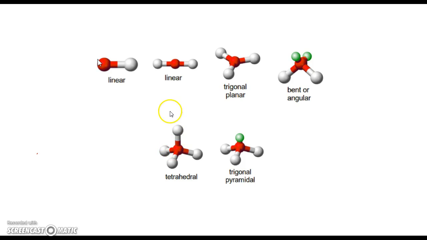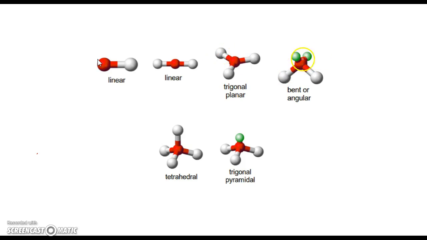We have linear shapes. In linear shapes, you notice that there is either one electron domain or two electron domains. We'll talk about what those electron domains really mean later on. Essentially, linear creates a straight line molecule. Trigonal planar, you'll notice over here, is a flat shape that involves four atoms, and they form what looks like a triangular shape that's flat.